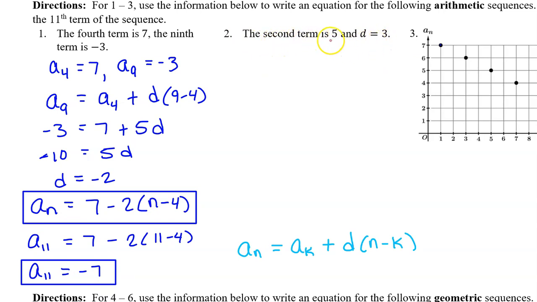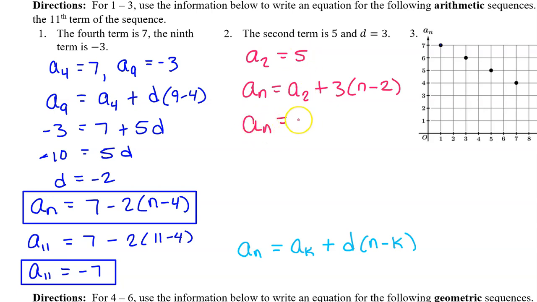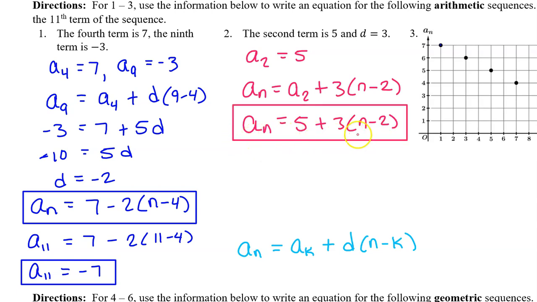When they say the second term is 5, we can let a2 equal 5 to represent that. So then we can go ahead and begin to write the rule for an. Let's put a2 in for ak. And then the common difference is 3. And then it's n minus k, in this case n minus 2. But a2 was 5, so the rule is an is equal to 5 plus 3 times n minus 2. This is the equation of the arithmetic sequence.